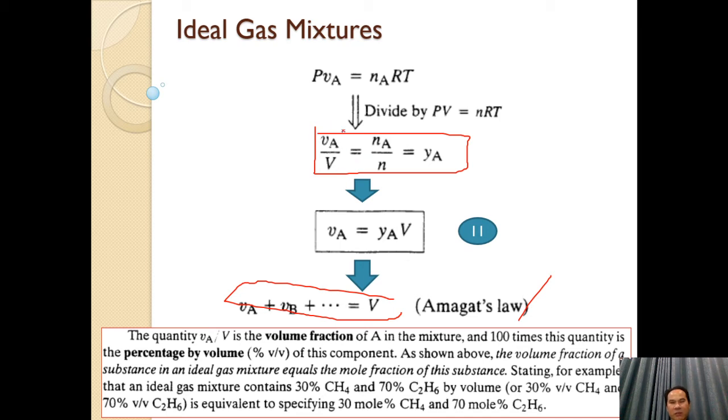Investigate this. VA divided by V equals NA divided by N equals YA. This means mole fraction or mole percent equals volume percent, or volume fraction. For example, we have an ideal gas mixture containing 30% methane and 70% ethane by volume. By volume means 30% V divided by V of methane and 70% V divided by V of ethane. It's equivalent to 30% mole of methane and 70% mole of ethane for this case.